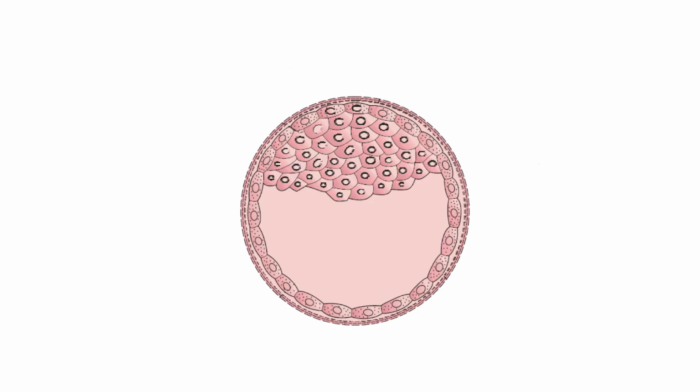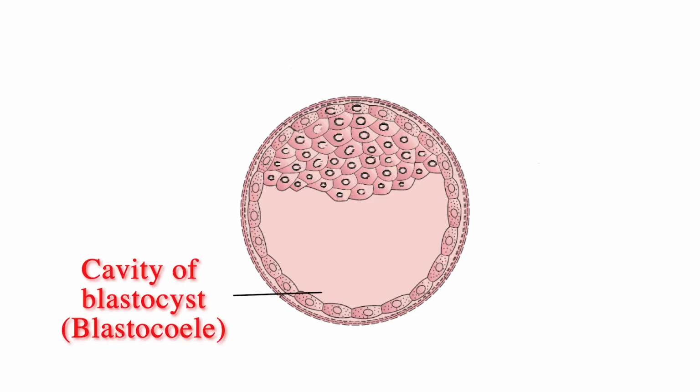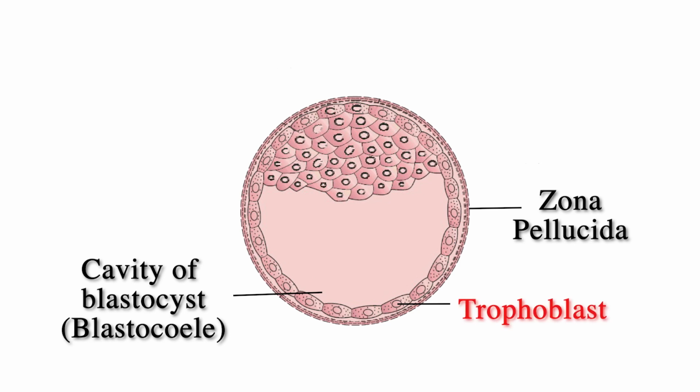Under the microscope, we observe that in a transverse section, the blastocyst appears as a circular structure. It has a cavity within it which is called blastocoel. Zona pellucida degenerates in the blastocyst. We can see an outer layer of blastomere cells called trophoblast.